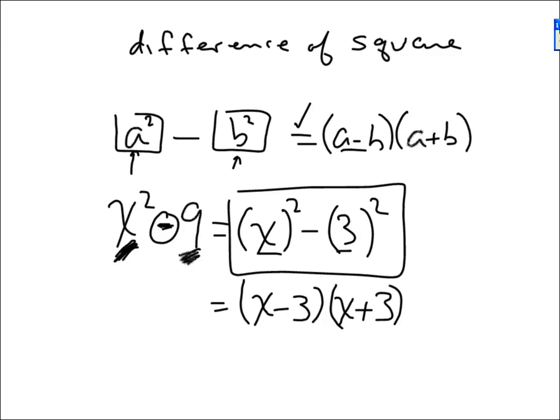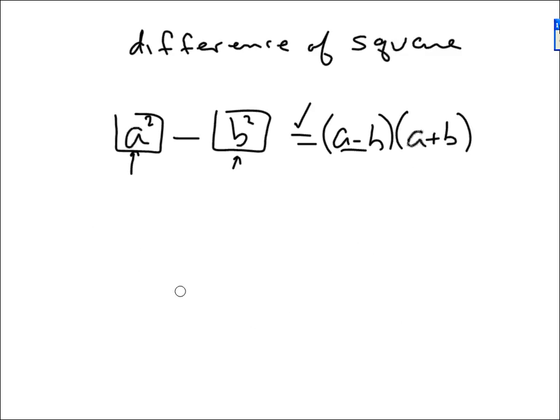Let us try another one. You have one thing squared minus another thing squared. Write down the 2 things that are being squared in one bracket and then in the second bracket. Put the plus in the middle of one and the minus in the middle of another. You have 9x squared minus 25y squared. This is the difference of squares.